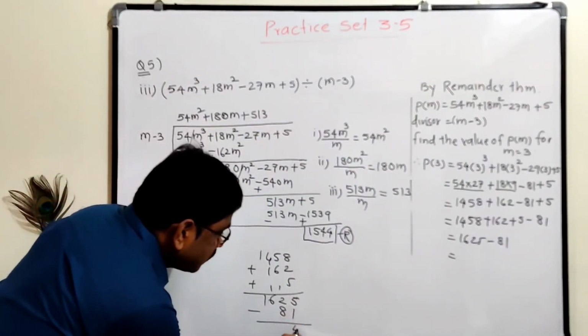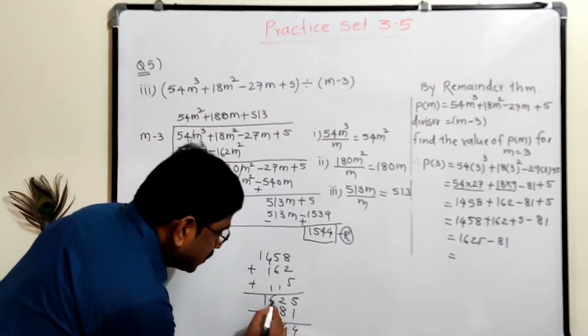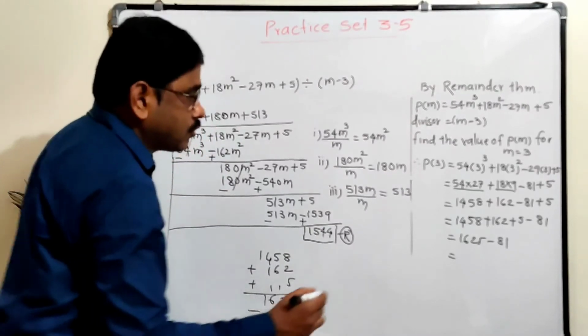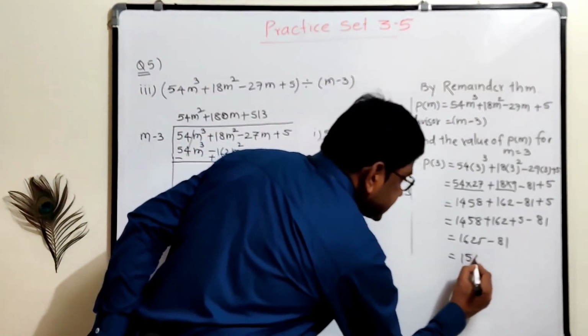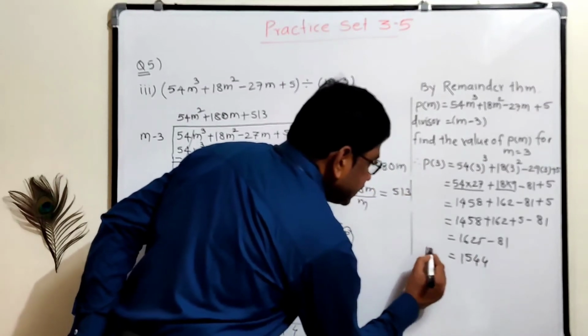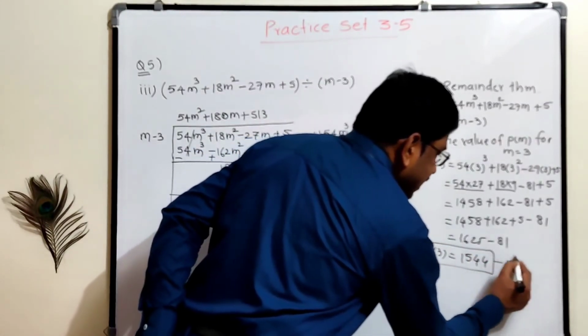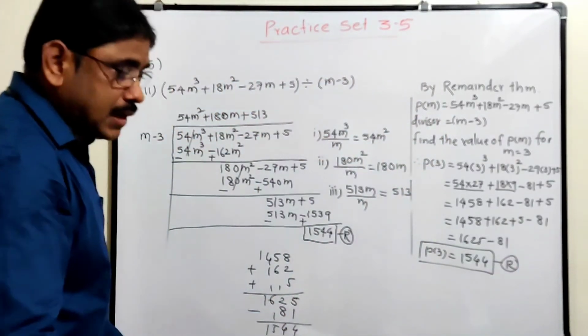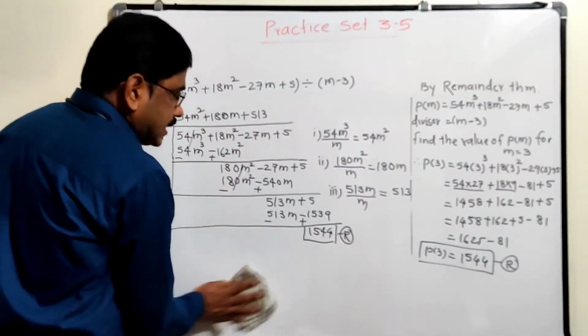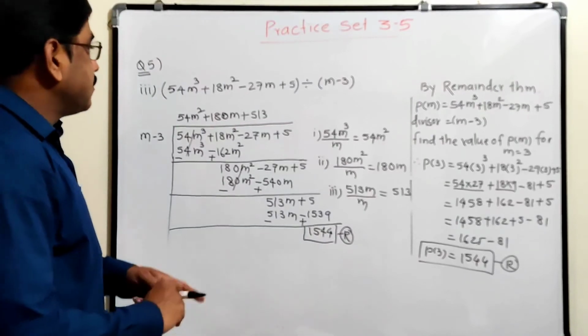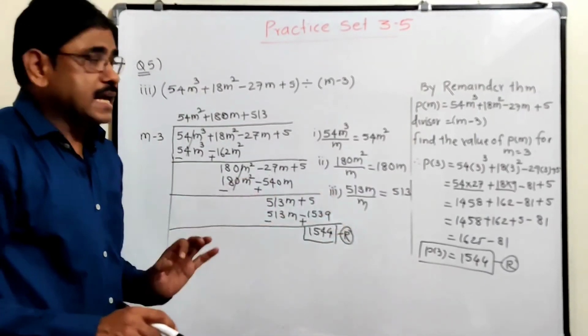So 5 minus 1 is 4, 12 minus 8 is 4, 6 minus 1 is 5, 1544. So we get the same remainder. P(3) is the remainder, by the remainder theorem. The value of that polynomial for p equal to 3 is the remainder. So by both methods we get the same remainder.